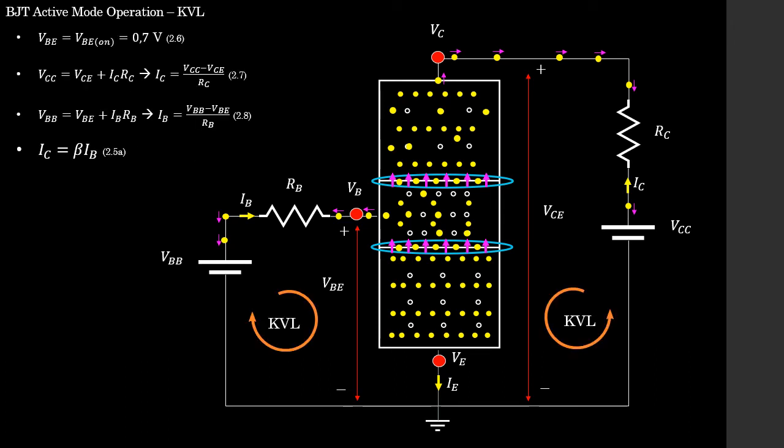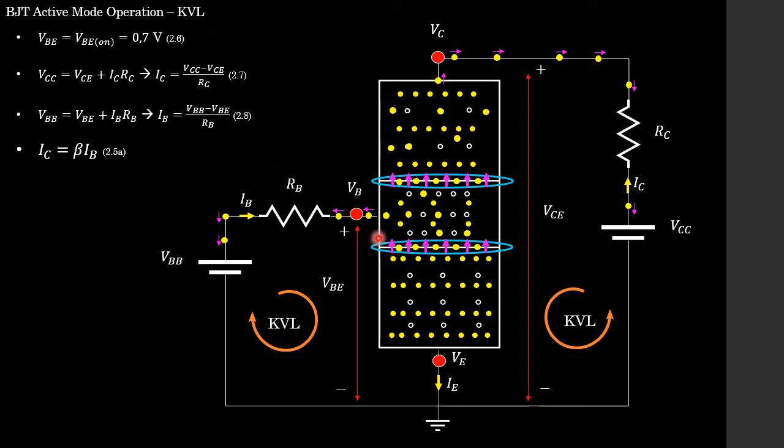Next up, students, if we look at our circuit and we perform some good old-fashioned KVL, we can get the expressions 2.7 and 2.8. But wait, before that, let's take a look at expression 2.6, which states that the voltage VBE is equal to VBE on, which is equal to 0.7 volts in most cases. 0.7 volts, that's usually the forward biasing voltage of a PN junction for a silicon diode. And yes, that's exactly what we're looking at here and where that comes from.